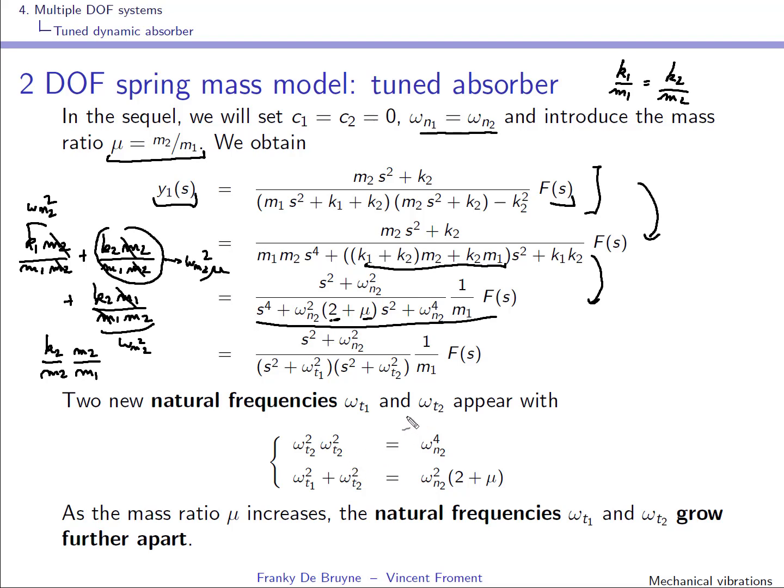And we are interested in writing the denominator as a function of the 2 natural frequencies. That's what we do over here. Okay, this means that the product of these two here must be this one. This is this equation, and the sum of the 2 natural frequencies must give you this term over here, right? And why do I write the equations like that? Because now it's obvious that when the mass ratio mu increases, the 2 natural frequencies grow further apart.